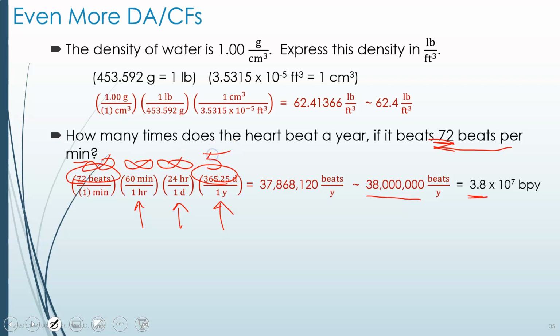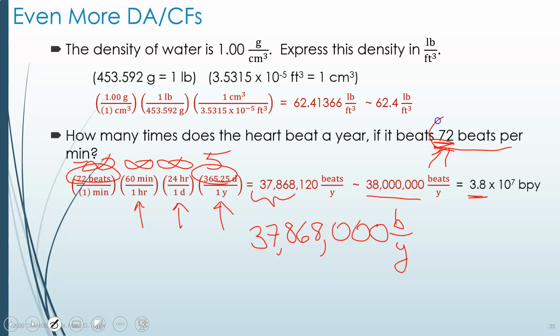This is 5. So our answer in that case would be rounded to 5 significant figures, and we would get an answer of 37,868,000, and we would leave it at that, beats per year. But that's if we had counted exactly 72 as opposed to estimating 72. So counting 72 means this has infinite sig figs. Estimating 72 means it has 2 sig figs. And you need to know which of those situations it is to do it properly.